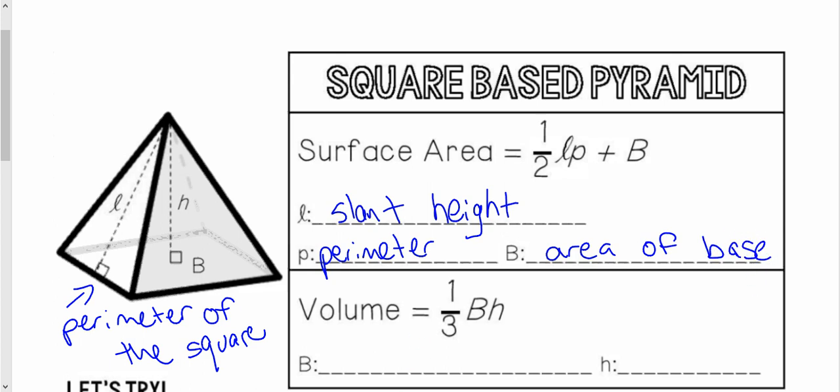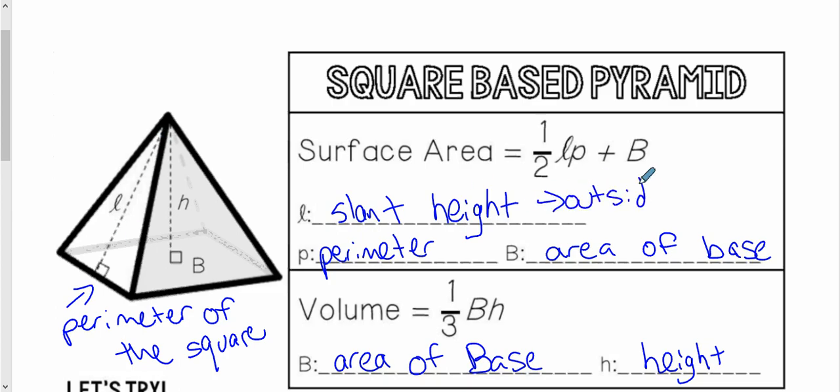To find the volume, we do 1/3 the area of the base times the height. Notice here we have slant height on the outside and height on the inside. Surface area is on the outside, volume's on the inside.